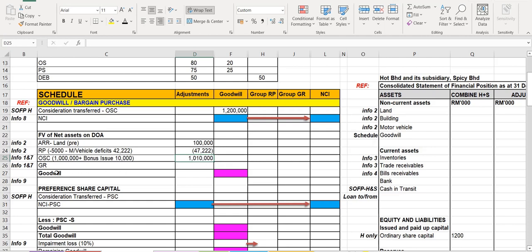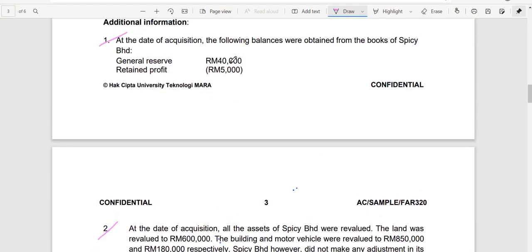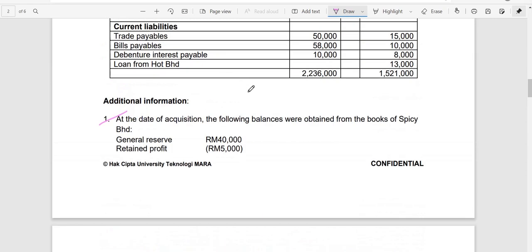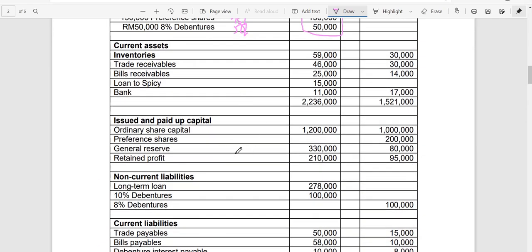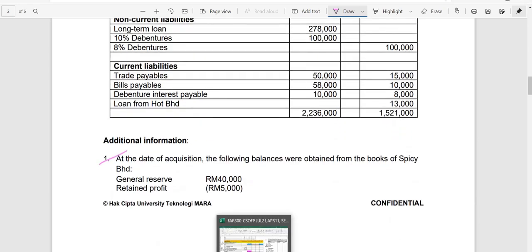Now, next is the general reserve. Remember, the bonus issue involved capitalization of reserve, and therefore the reserve that will be utilized is the general reserve. Since there is enough balance in the general reserve of the subsidiary on the date of acquisition, all the bonus issue will be issued by utilizing the balance of the general reserve on the date of acquisition. So I'm taking the bonus issue, and the bonus issue is being debited from the general reserve balance as at the date of acquisition. We are not taking the one during the post-acquisition balance. We are taking the one on the date of acquisition.